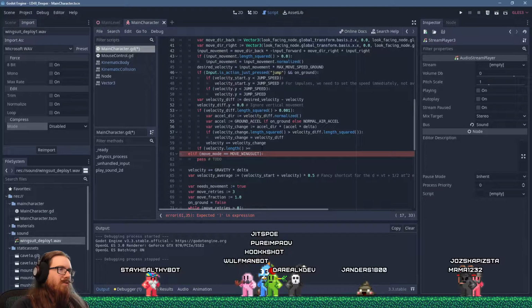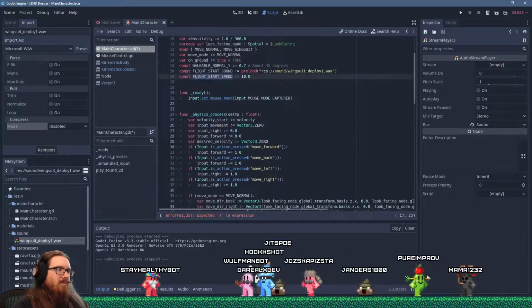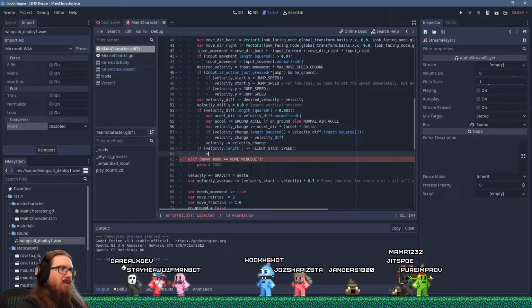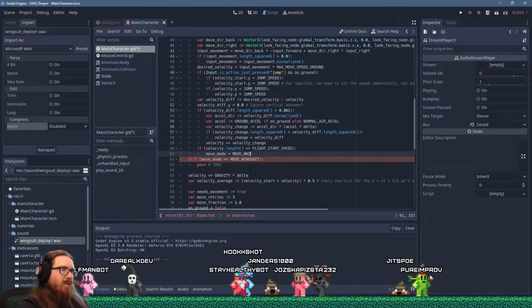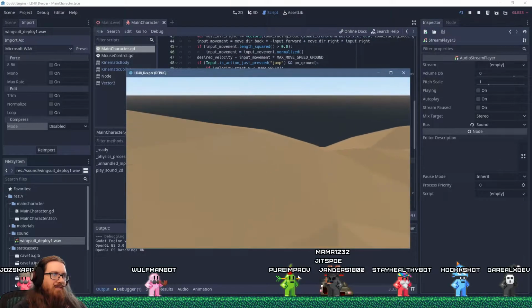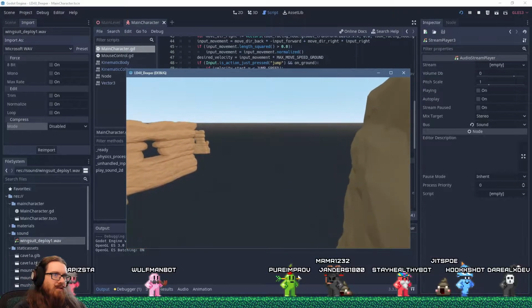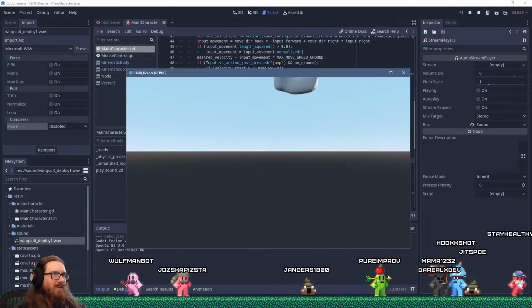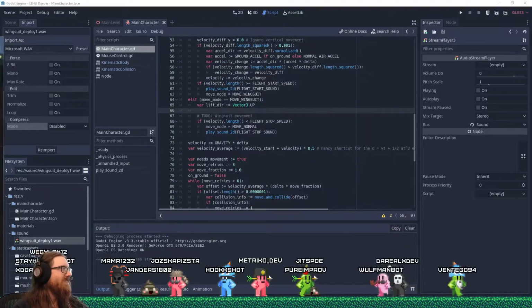So if our velocity length is greater than flight start speed, then move mode equals move wingsuit. So we need to actually do the wingsuit movement, but I want to see if this sound actually plays. That sounds like a wingsuit deploying, right? Or a bat cape.